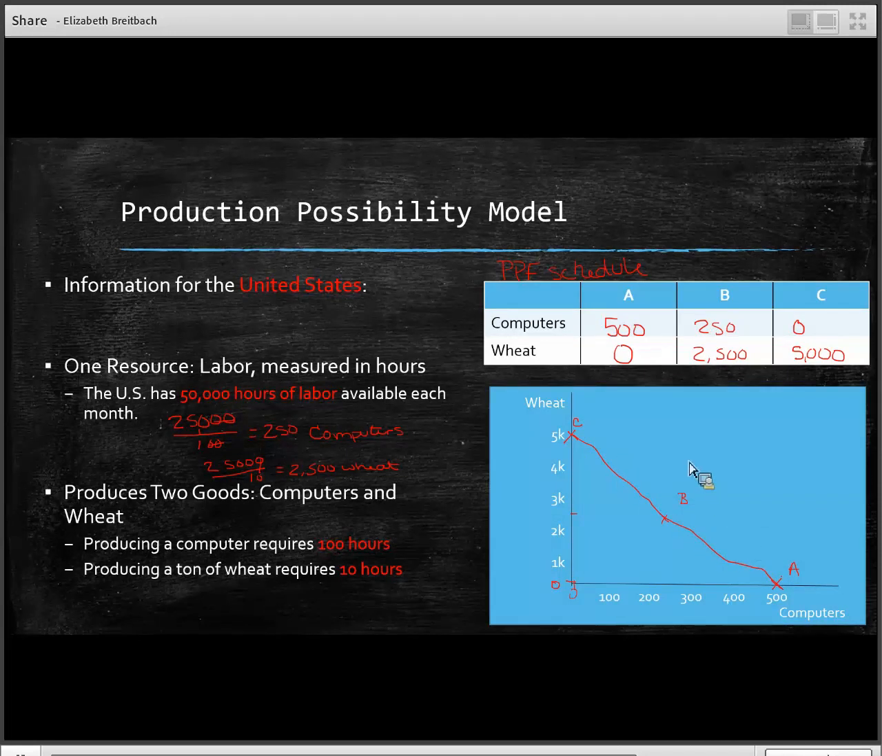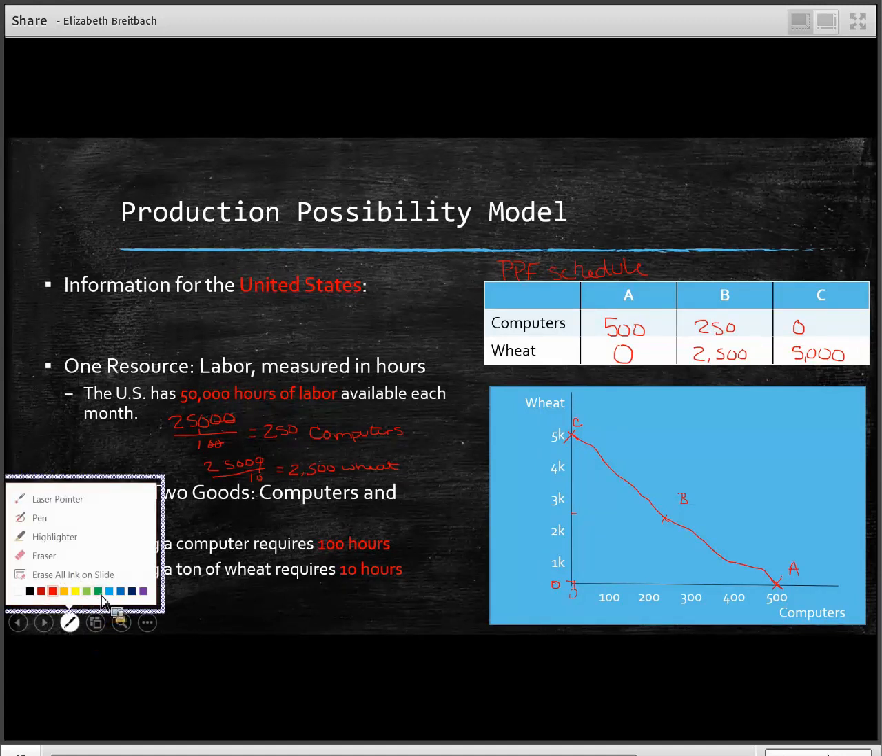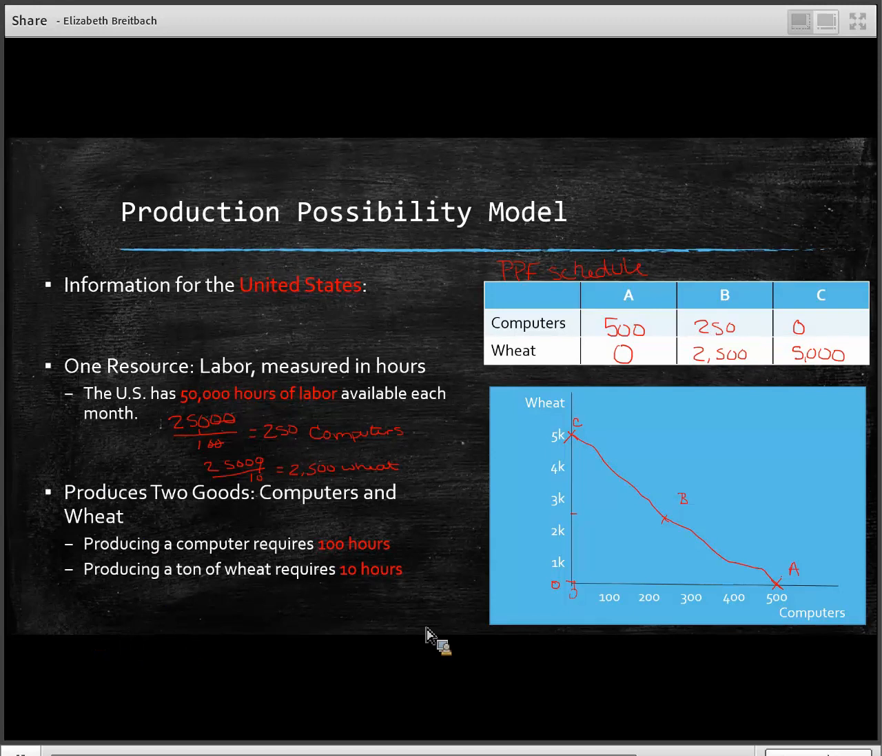As soon as we start to move away from our production possibility frontier, something has happened. And so let's talk about what happens and why our production possibility frontier is so special. The first thing that I want to introduce into our production possibility frontier is the idea of opportunity cost. At point C, we're producing wheat, but we have no computers.